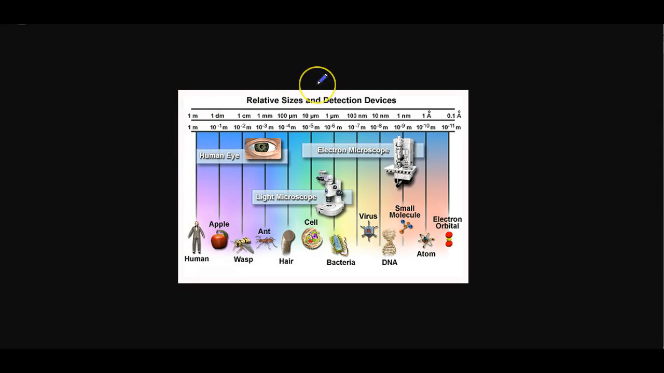So this image is basically telling us, well, what can we see with our eye? What can we see with a light microscope? And what can we see with an electron microscope? So obviously you all have seen something, so you've used your eyes before. You've probably also in science looked under a light microscope. I'm not too sure whether we have electron microscopes, but basically you can see a lot more in an electron microscope.